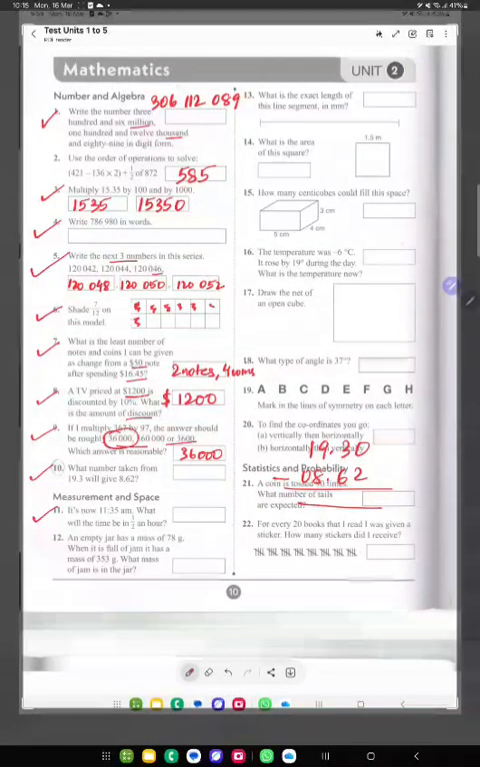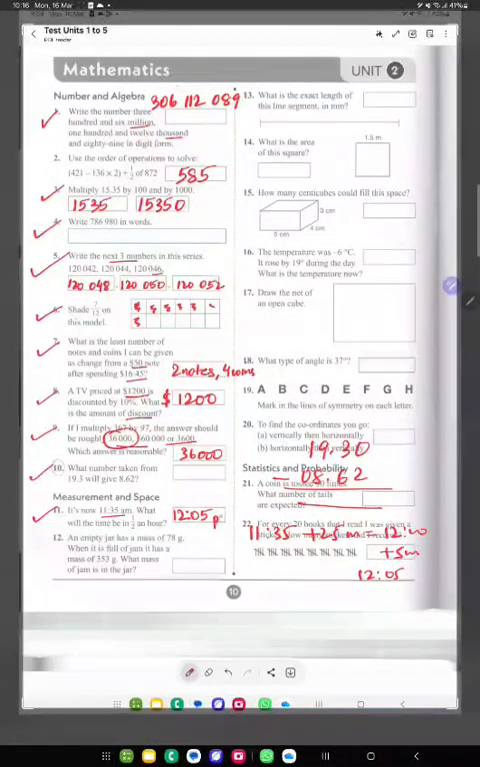Question 11. If it is now 11:35 a.m., what time will it be in half an hour? So 11:35 plus 25 minutes will be 12 o'clock, and then plus 5 minutes is 12:05 p.m. Okay, a.m. will change to p.m.